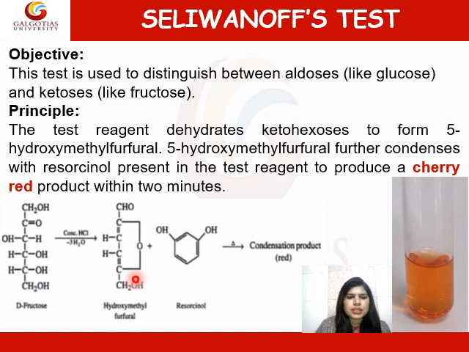5-hydroxymethyl furfural further condenses with the resorcinol present in the test reagent to produce a cherry red product within 2 minutes. Aldohexoses react to form the same product but do so more slowly, giving a yellow to faint pink color. So fructose gives a cherry red color while glucose gives a yellow to faint pink color.